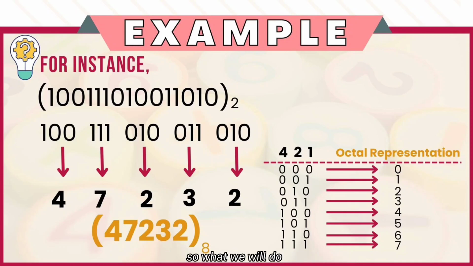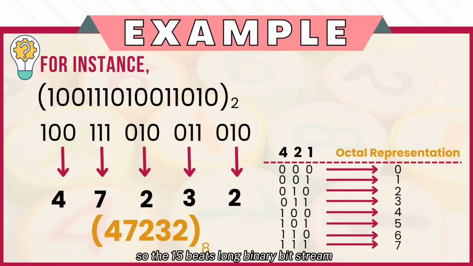So what we will do, we will first make groups of 3 bits from the least significant bit to the most significant bit. Thereafter, we will just replace each group with its equivalent octal value. Now, 010 is 2, so these 3 bits can be represented by 2. Then, 011 is 3 in terms of octal. Again, we have 010, which is clearly 2. Then, we have got 111, which in octal is 7. Finally, we have got 100, which in octal is 4.